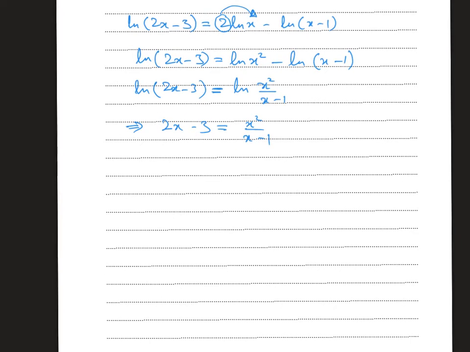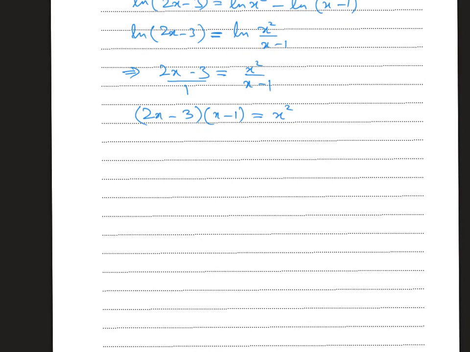Okay, now we have to simplify this expression. So the first thing we should do is the crisscross or cross multiplication. That means I will multiply this expression 2x minus 3 with x minus 1, or wait a second. Let me also write here 2x minus 3 over 1, so we can do the cross multiplication. So this will give us 2x minus 3 times x minus 1 equals x squared times 1, which equals x squared.